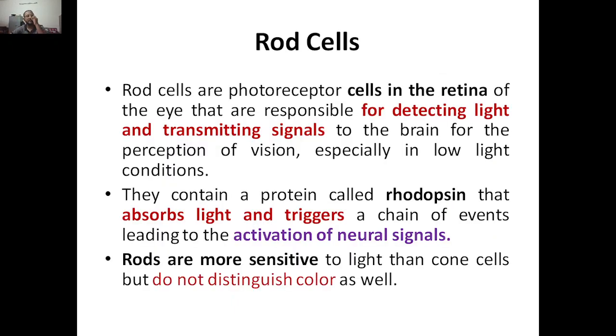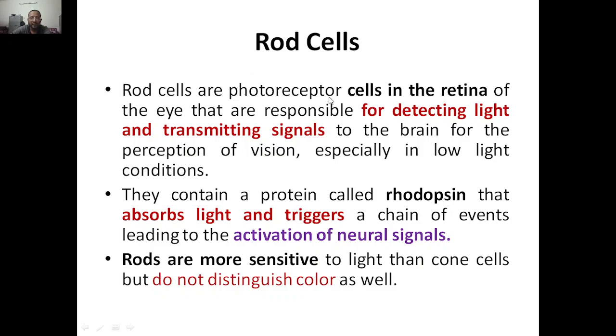Let's discuss rod cells in the beginning. Rod cells are photoreceptor cells in the retina of the eye that are responsible for detecting light and transmitting signals to the brain for the perception of vision, especially in low light conditions. So what are rod cells? Rod cells are present in the retina. But what are they? They are photoreceptor cells, that means cells which can receive light.